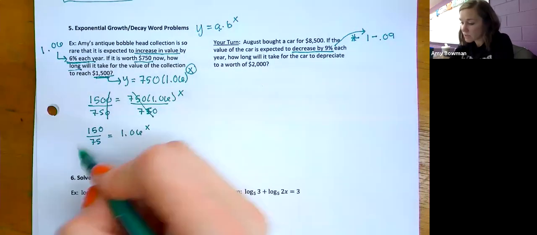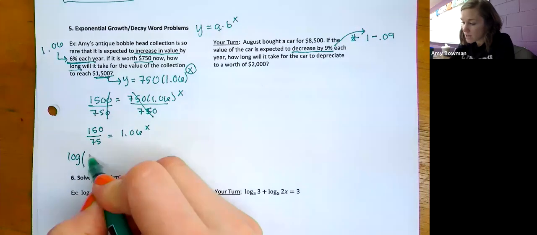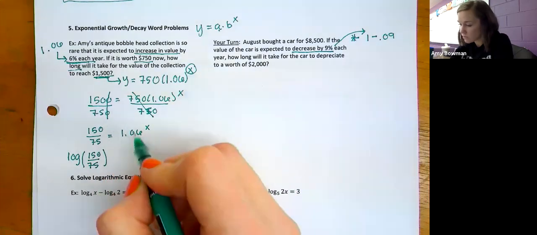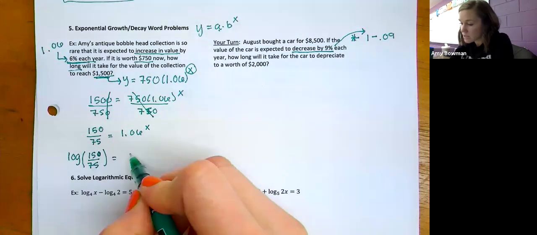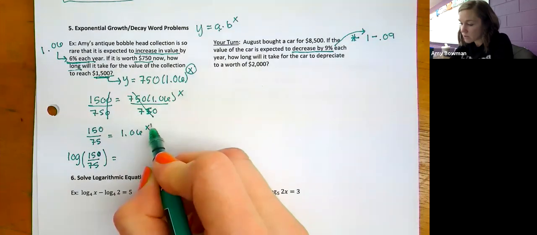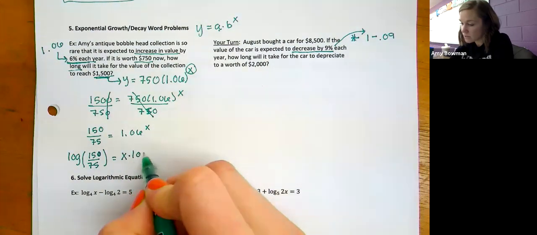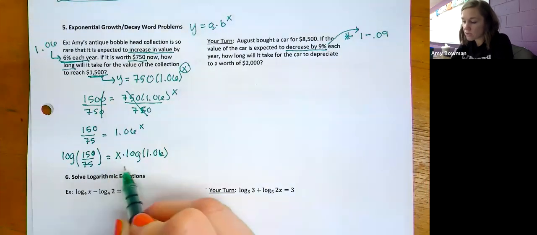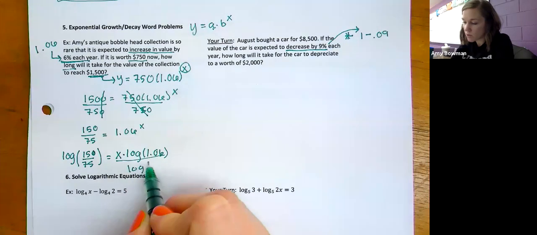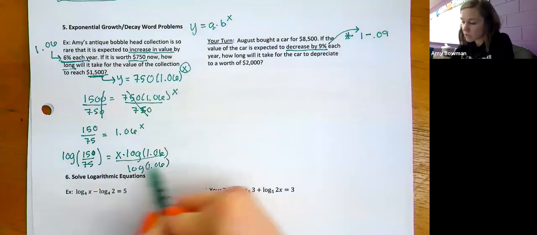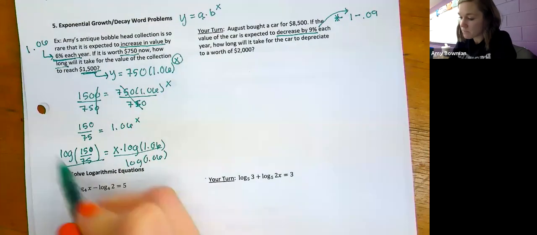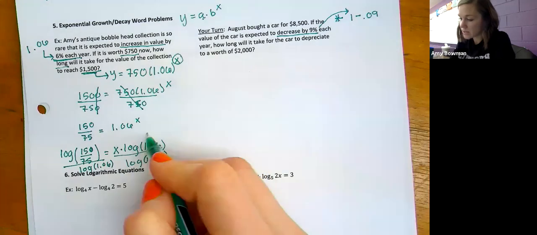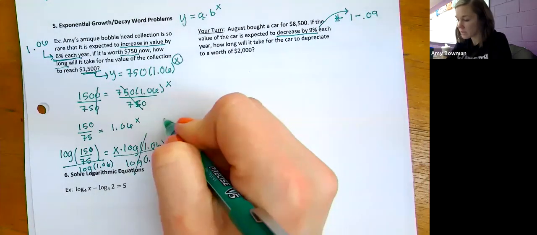Now again, I need to get that x out of the exponent. So take the log of both sides. And you can just leave this whole fraction inside the logarithm. 150 over 75, the log of that equals the log of 1.06, but the x is going to be able to come down out front. Then to solve for x, all we have to do is divide both sides by the log of 1.06. So I'm going to take this whole thing and divide it by the log of 1.06. Okay, it's going to cancel on that side, and I'm just going to be left with x by itself.